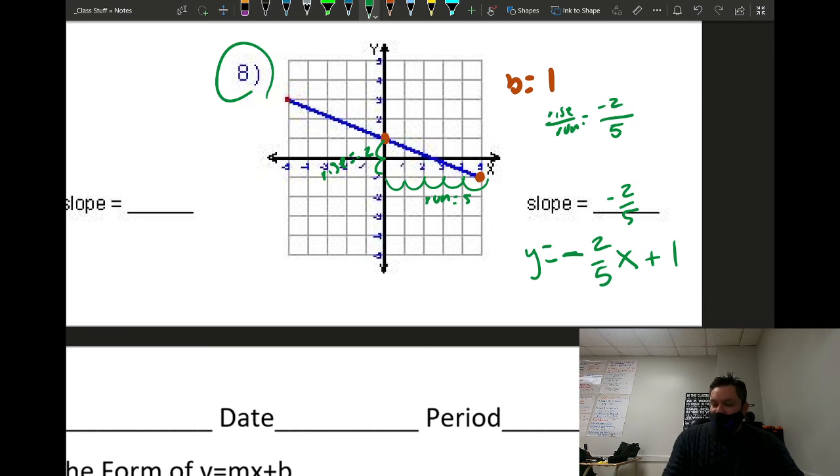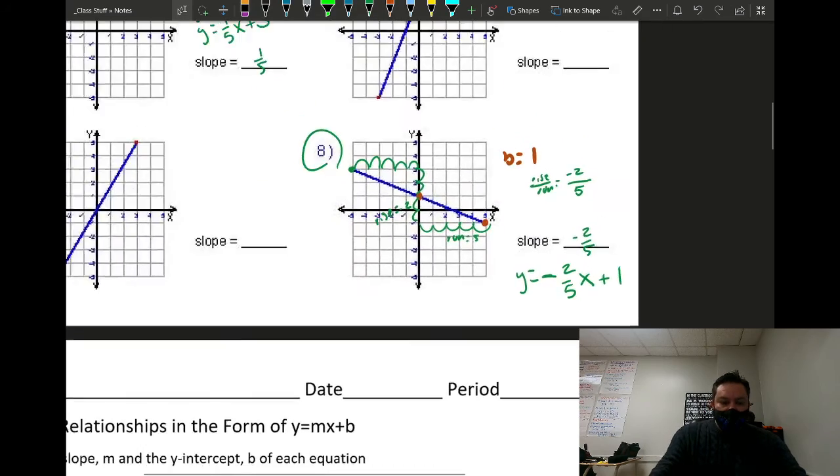Now, if you don't have space to keep graphing, instead of going down and to the right, you can go up and to the left. So instead of going down 2, I'm going to go up 2. And instead of going to the right 5, I'm going to go left 5. And I should get to my next point. 1, 2, 3, 4, 5. And I got to my next point. You can always do it like that.